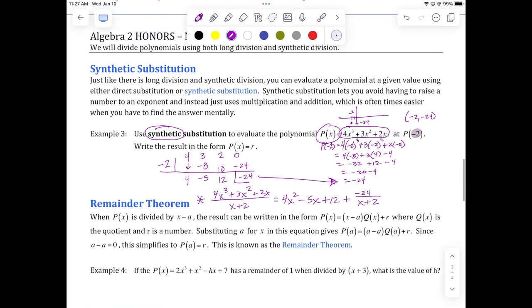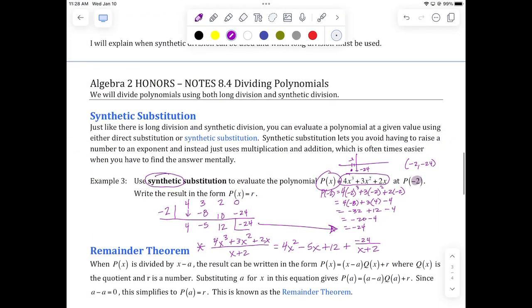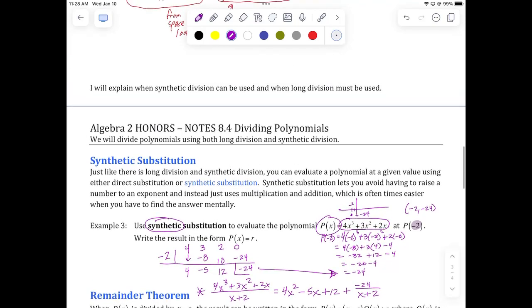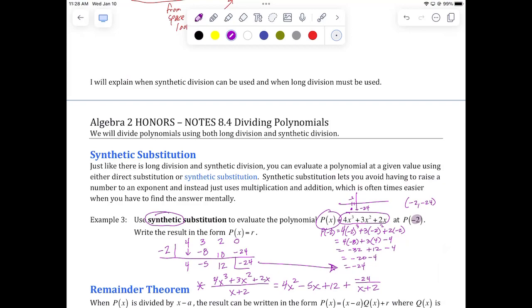Okay, we're going to hold off on the remainder theorem and the factor theorem for tomorrow because I think the bell's going to ring soon, isn't it? Yeah. Okay. But you got a good idea of what synthetic division is, and while with the rest of the time, I'll hand back your quizzes.